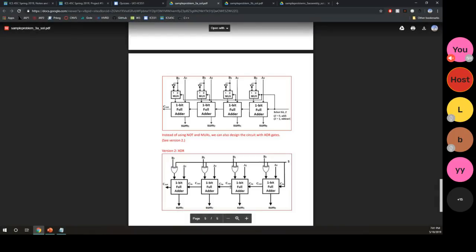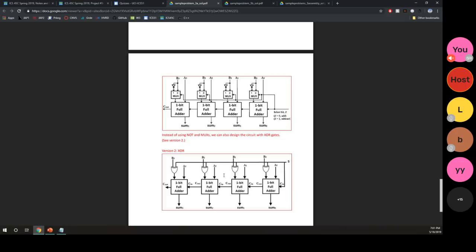I just don't want to write more in the test, so I'm gonna kind of memorize this and then just write this out, because I don't want to write out the mux and everything like that.